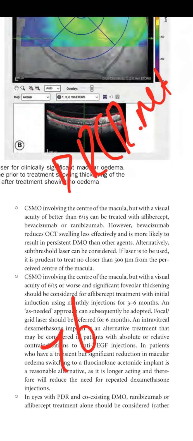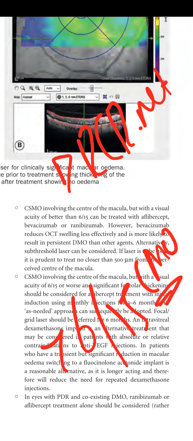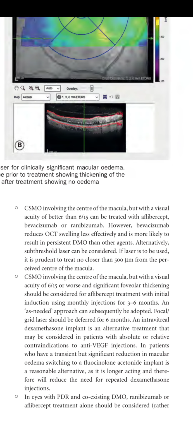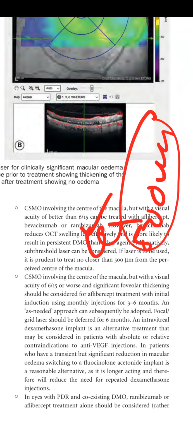So if the visual acuity is better than 6/15 but there is center-involving macular edema, you can use any of aflibercept, bevacizumab, and ranibizumab. However, bevacizumab reduces OCT swelling less effectively and is more likely to result in persistent DMO than the other agents. Alternatively, subthreshold laser can be considered. If a laser is to be used, it is prudent to treat no closer than 500 micrometers from the perceived center of the macula. So if you want to use laser, the laser should be 500 micrometers away from the center of the fovea.